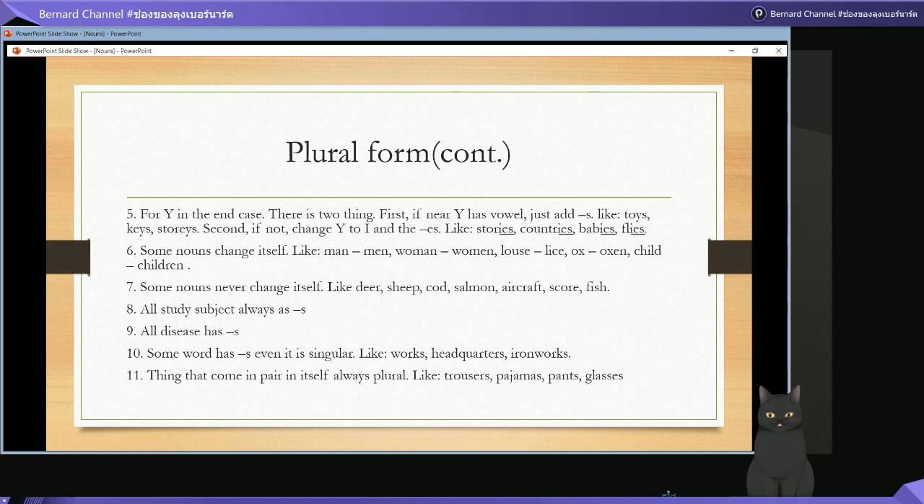For words that have Y following, in the case of Y there are two things. It's quite a different one and quite hard to notice at first sight. Make sure you take some notes about it. The first is, if Y has a vowel before it, just add S, simply add S.